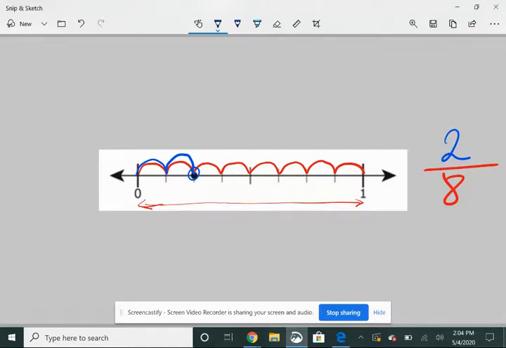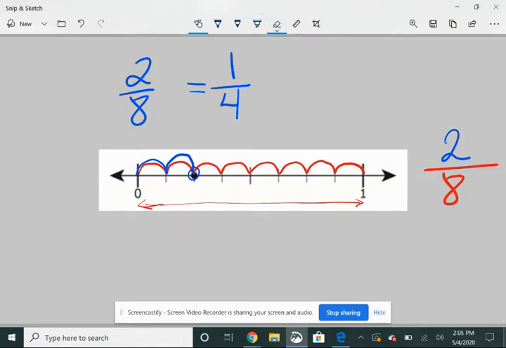2/8. Okay, I'm going to write that up here. Remember I said we have to reduce fractions. If there is a number that goes into both of these equally, we must reduce. Here I can see that 2 will go into 2 and 2 will go into 8, and that is the biggest number that will go into both of these. So if I divide both by 2, the top and the bottom, then 2 divided by 2 is 1, and 8 divided by 2 is 4.